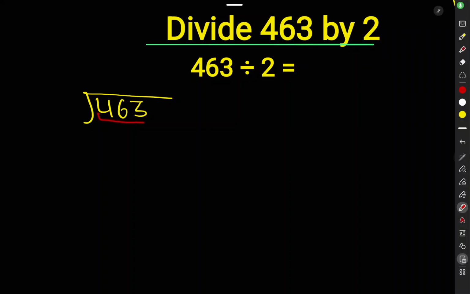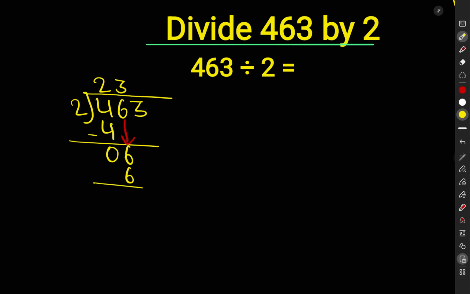Divide 463 by 2 in long division method. 2 times 2 is 4. On subtracting, it is 0. We put down this 6 and 2 times 3 is 6.